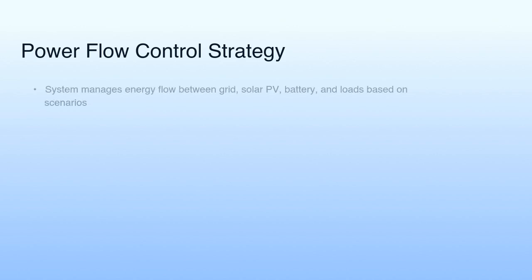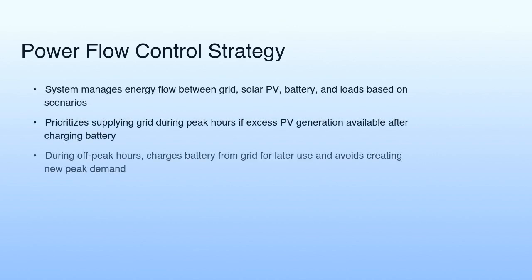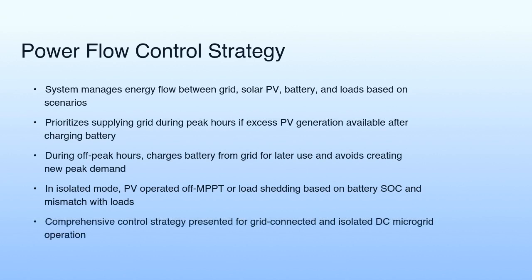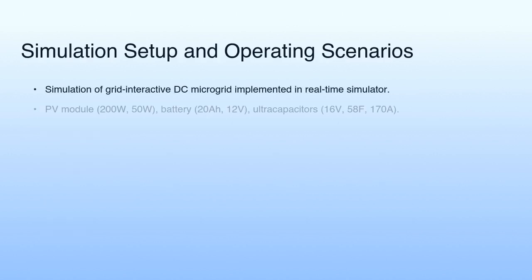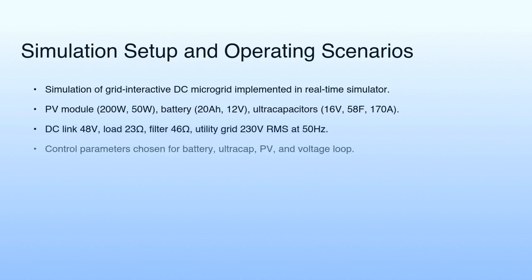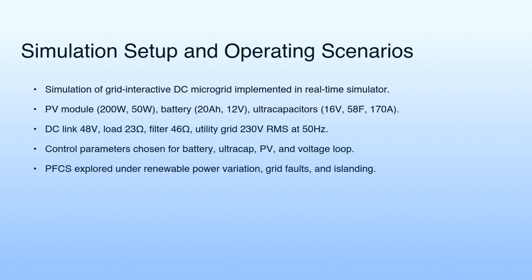A comprehensive power flow control strategy manages the energy flow between the grid, solar photovoltaics, battery, and loads based on different scenarios, prioritizing the supply to the grid during peak hours if excess PV generation is available after charging the battery. The simulation setup consists of a grid interactive DC microgrid implemented in a real-time simulator, with components like PV modules, battery, ultracapacitors, DC link load filter, and utility grid, and control parameters chosen for each component.